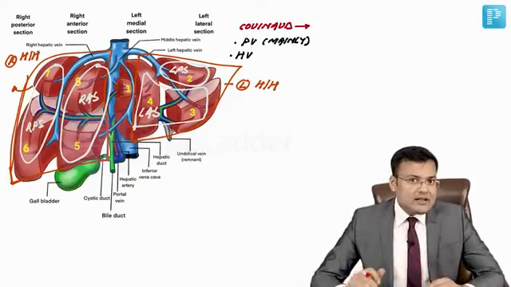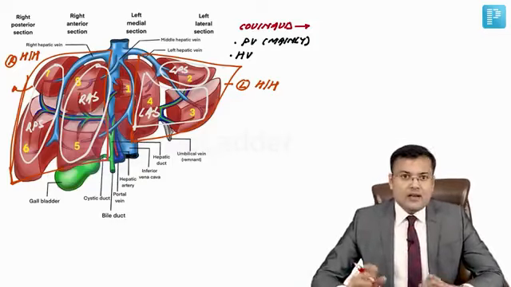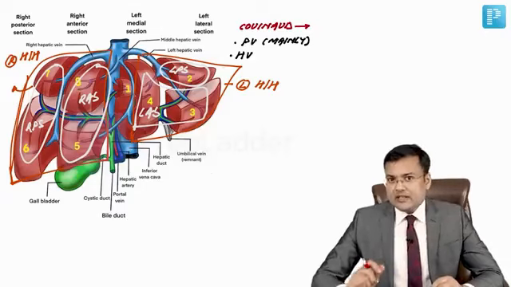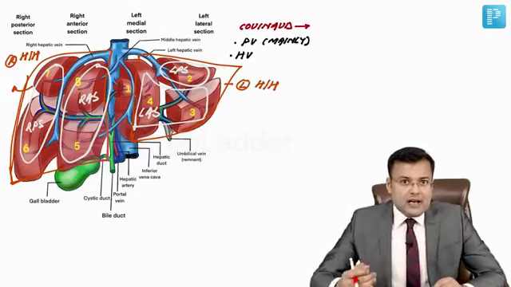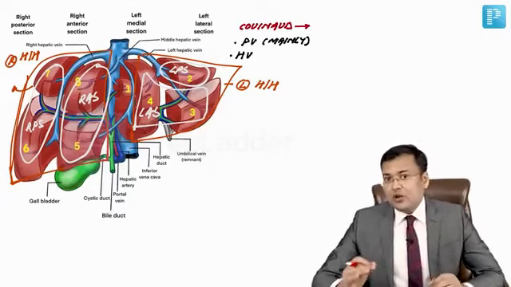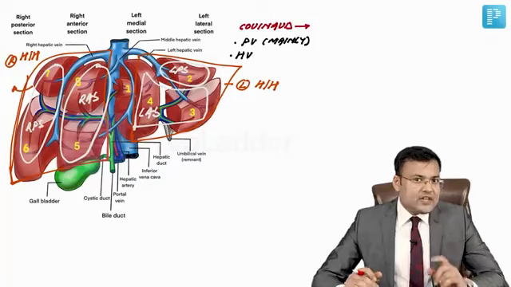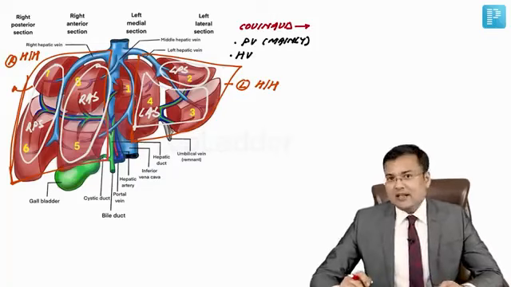Clear? So right anterior sector contains 5 and 8. Right posterior sector contains 6 and 7. Left anterior sector contains 3 and 4. And left posterior sector is the only sector which contains a single segment, and that is segment 2.